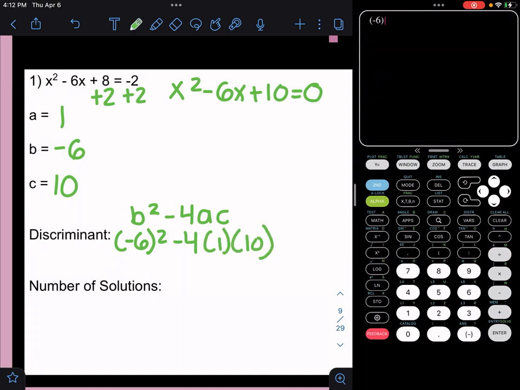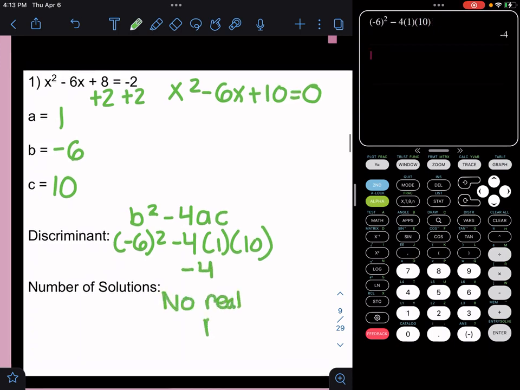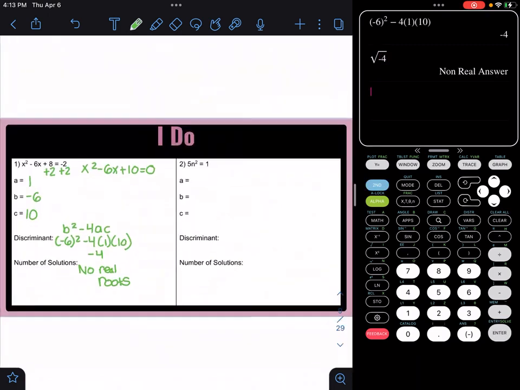Parentheses negative 6 squared minus 4, parentheses 1, parentheses 10. And that equals negative 4. Because this is a negative number, that means there are no real roots. And why is that? Because if you tried to take the square root of this number, negative 4, it would be an error, a non-real answer, so no real roots. Alright, let's look at this next one.